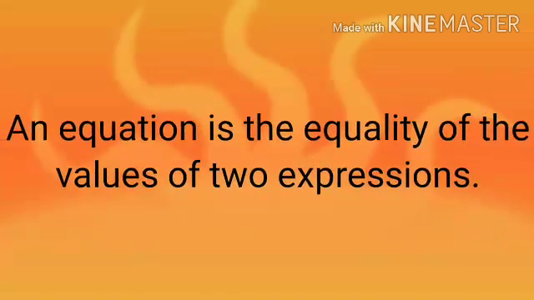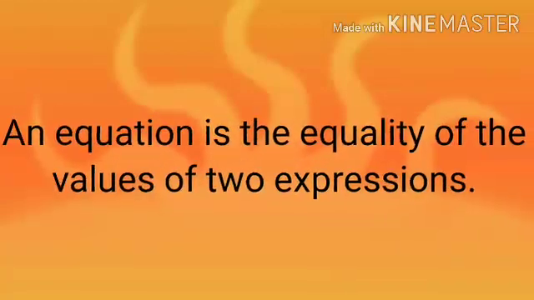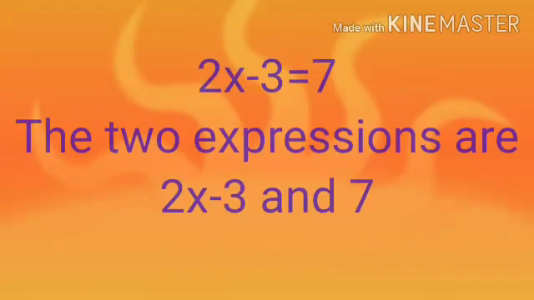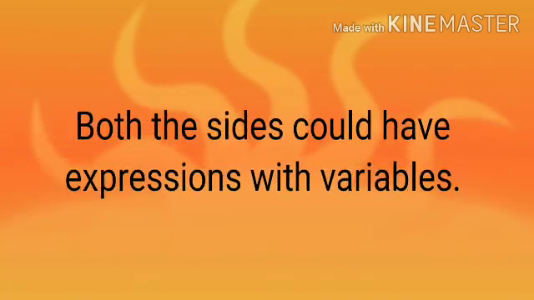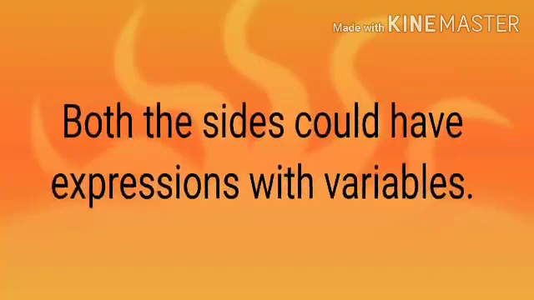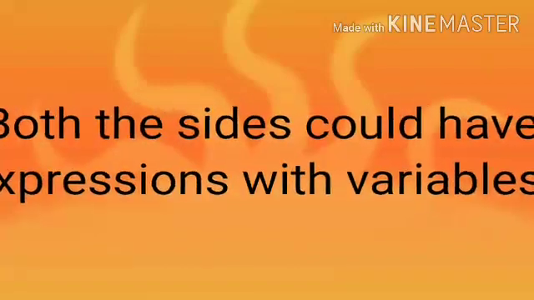As you know, an equation is the equality of the values of two expressions. Do you remember, children? Consider this equation: 2x minus 3 equal to 7. Here the two expressions are 2x minus 3 and 7. In most examples so far, the RHS is just a number, correct? But this need not always be so. Instead, both sides of the equation could have expressions with variables. So we are going to see examples on this.